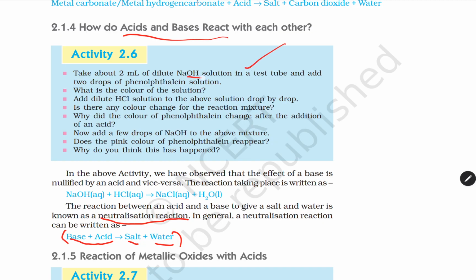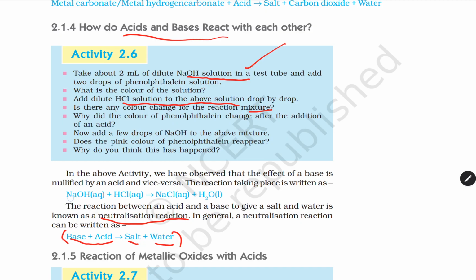Here, NaOH solution we have taken in a test tube, and we are adding 2 drops of phenolphthalein solution. Then add dilute HCl solution to the above solution drop by drop. Is there any color change in the reaction mixture? That is what we are observing.